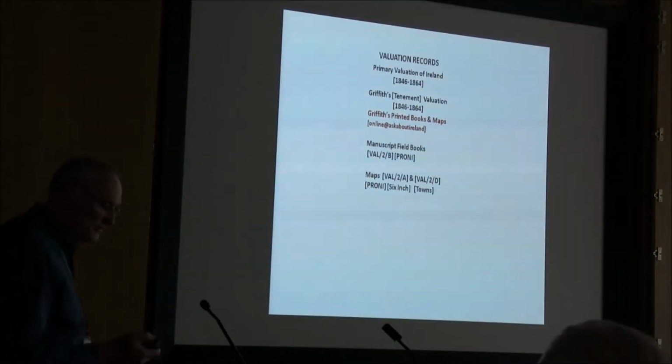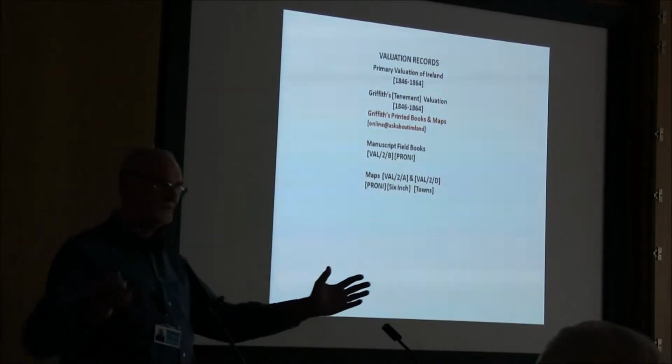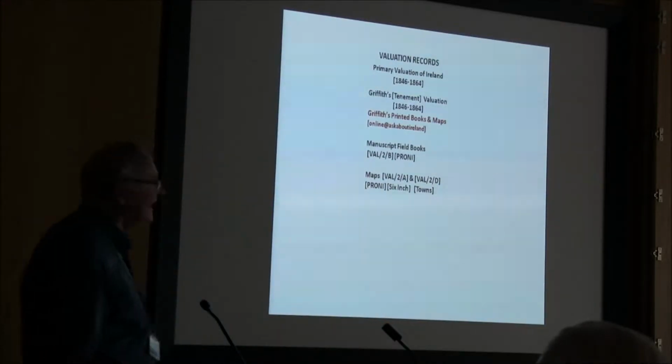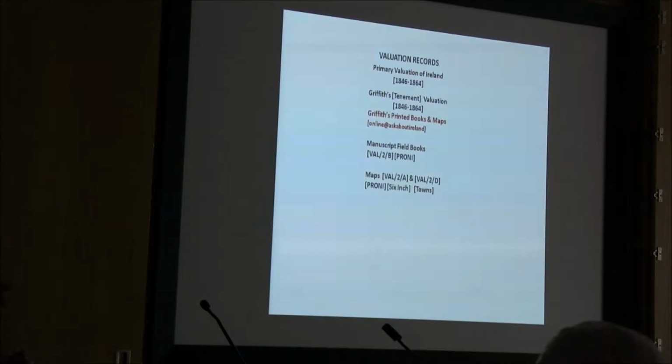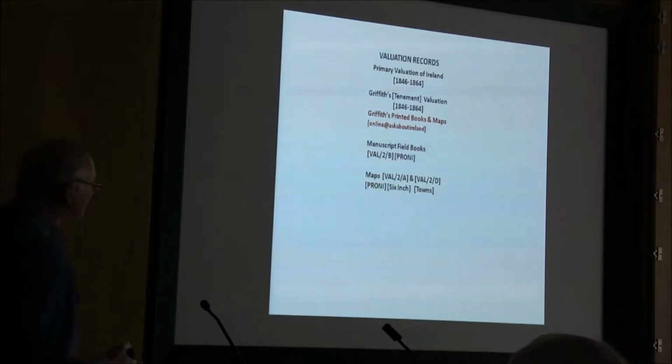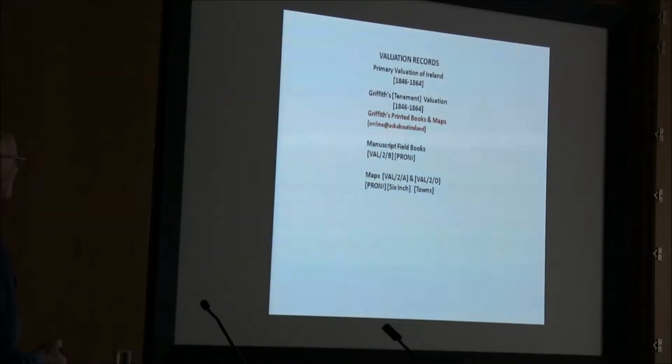Now, I mentioned to you the manuscript field books. Those there are the manuscript field books. They're only held in PRONI, and they're Val 2B, Val stroke 2B. And then there are maps that go with that, and they are known as Val 2A and Val 2D. Val 2A is a 6-inch map for the countryside, and Val 2D is the larger scale maps, usually about 4 feet to the mile or something like that. Val 2D, they would be for towns. They're really town plans. They're not proper maps, but they're good enough.